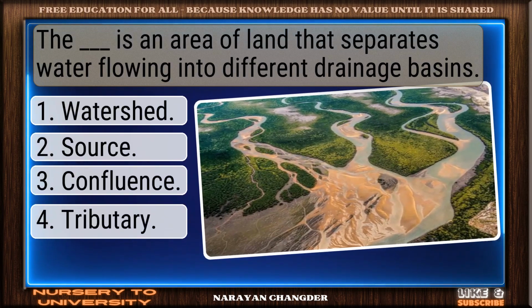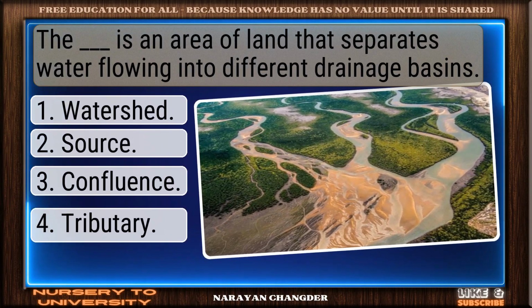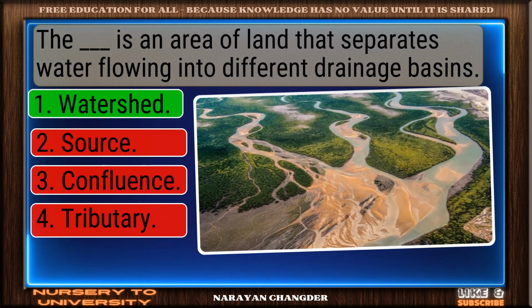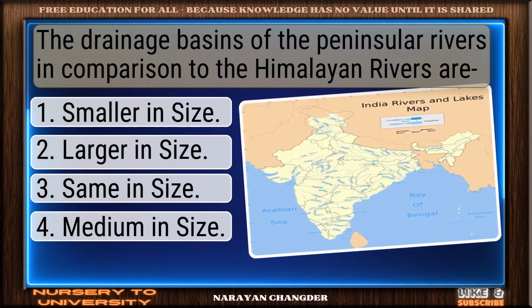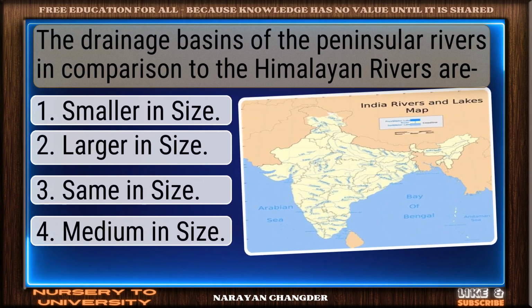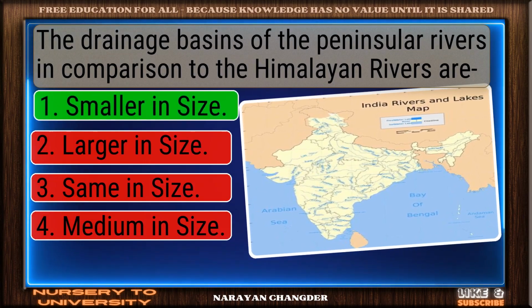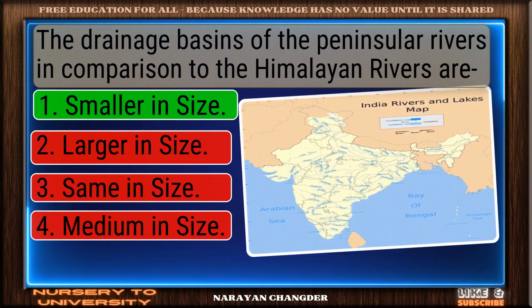The blank is an area of land that separates water flowing into different drainage basins. Excellent. Watershed is a brilliant choice. The drainage basins of the peninsula rivers in comparison to the Himalayan rivers are. Clear logic. Your choice, smaller in size, is sound and 100% true.